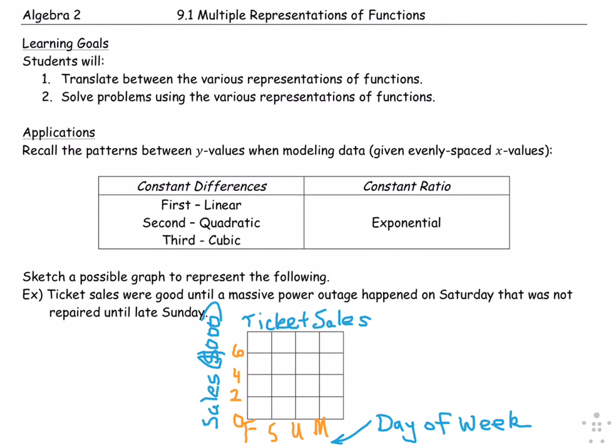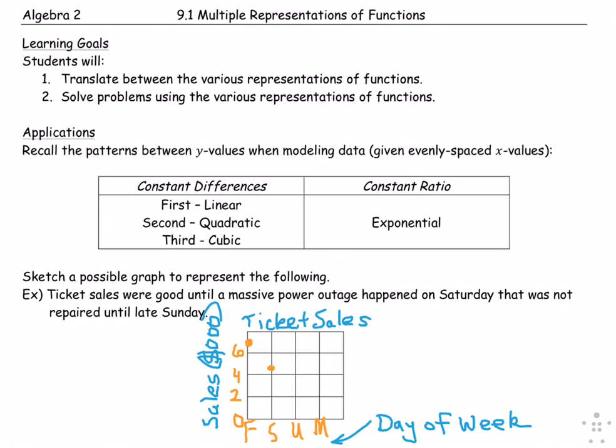Ticket sales were good until a massive power outage happening on Saturday. So on Friday, let's say sales were about 7,000. And then it wasn't, like, maybe on Saturday it happened in the evening. So we had most of the sales from the Saturday, or maybe it happened like halfway through. So let's say we're a little bit above 4,000.